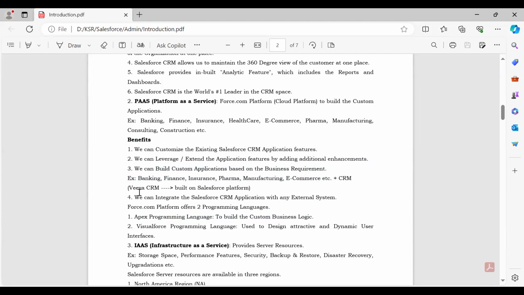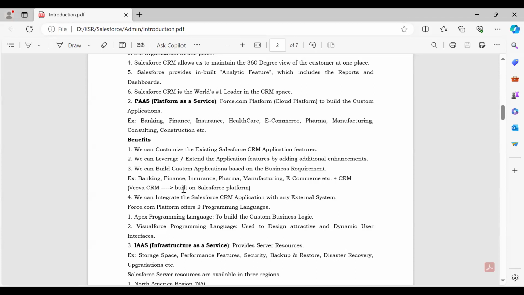For example, we have a CRM called Veeva CRM. It was purely built on Salesforce platform. So by using this force.com platform, we can build the custom application for any industry.